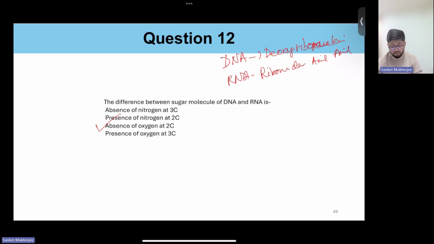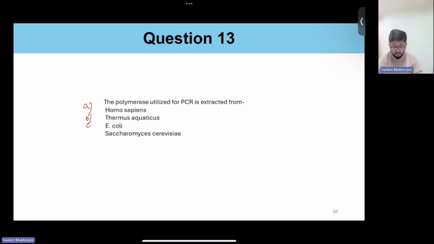The polymerase utilized for PCR is extracted from Homo sapiens, Thermus aquaticus, E. coli, or Saccharomyces cerevisiae. The answer would be Thermus aquaticus because they are thermostable. All other polymerases do not function at such high temperatures.